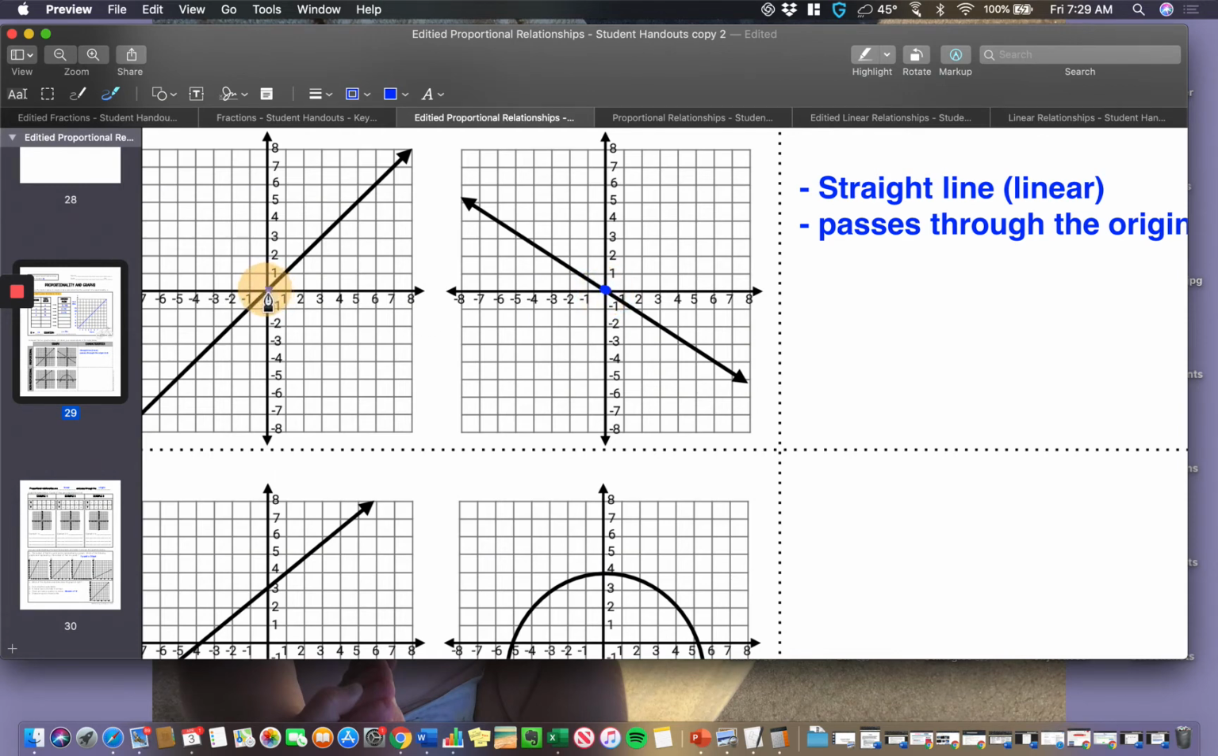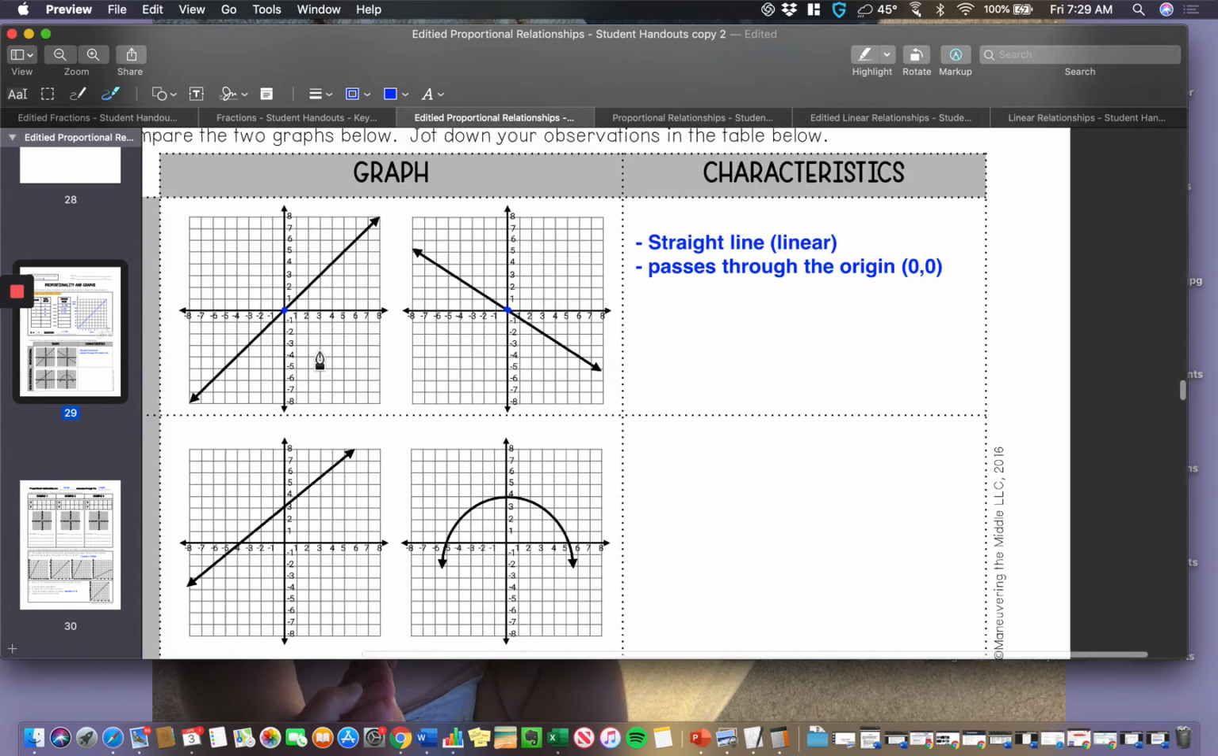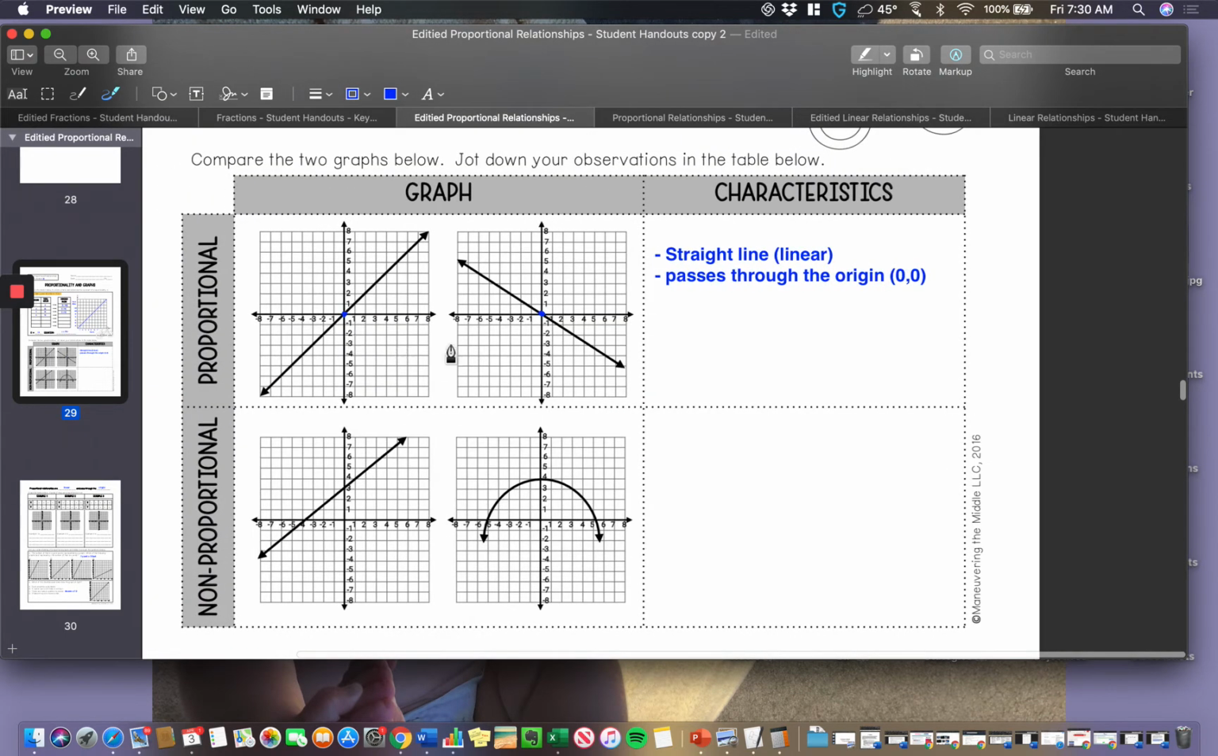Now this is important to know when identifying proportions from graphs, because if the line passes through 0, that means you're going to have a proportion. So if a straight line passes through 0, you have a proportion. So a graph is proportional if it is a straight line, or linear, and it passes through the origin.